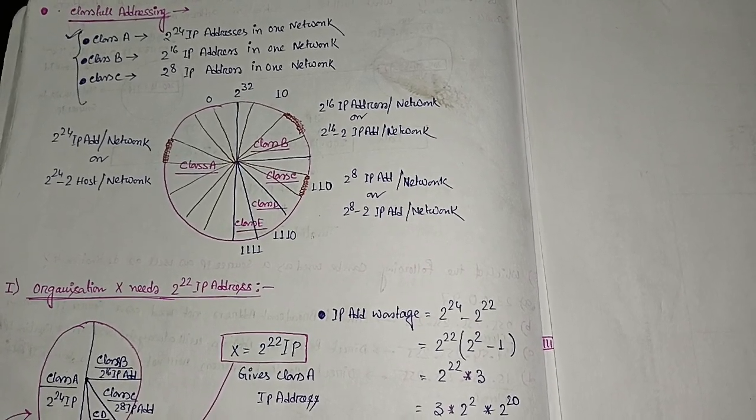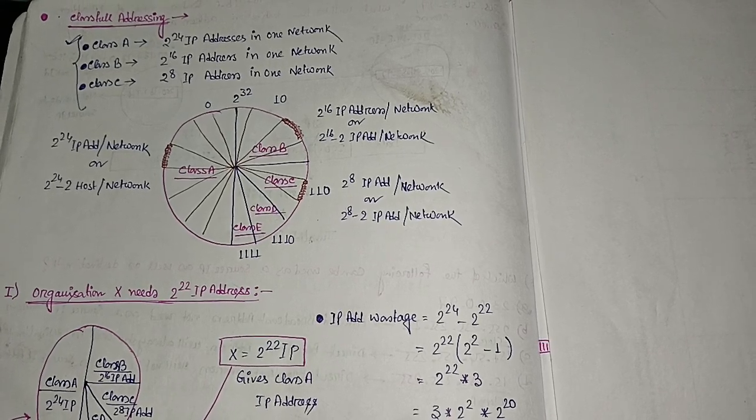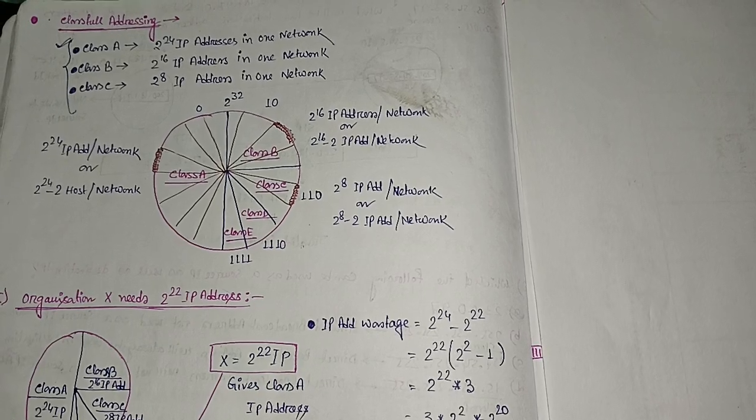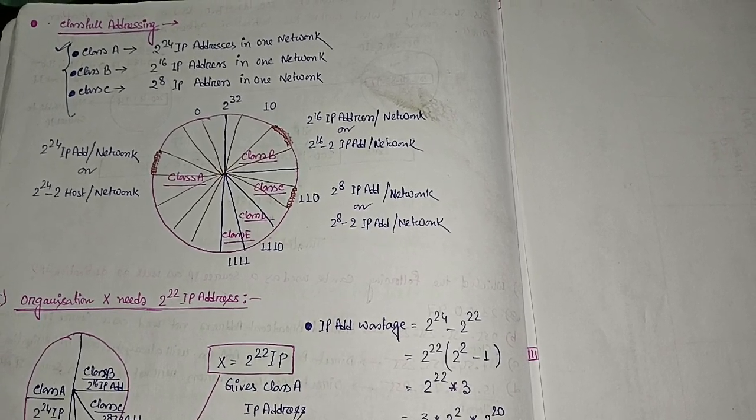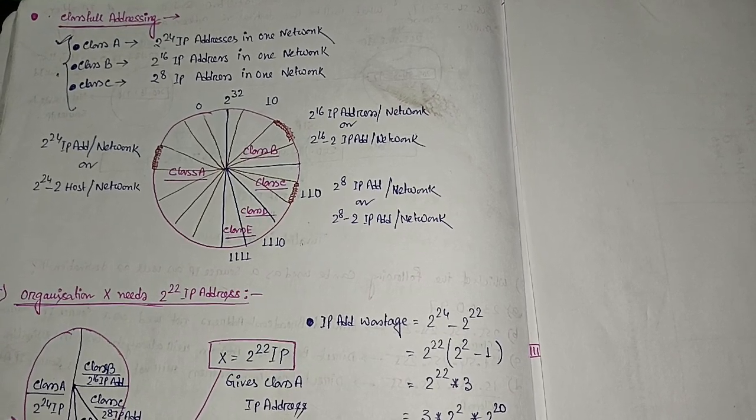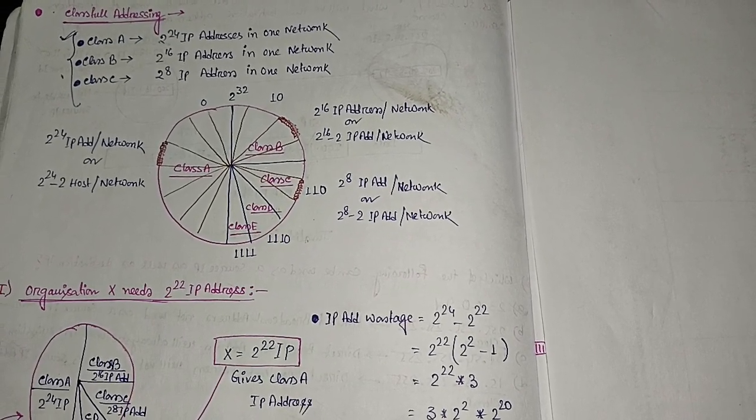So from the below diagram we are introducing this: for class A we reserve 1 bit, which is 0; for class B we reserve 2 bits, which is 10; for class C we reserve 3 bits, 110; and for class D we reserve 4 bits, which is 1110.